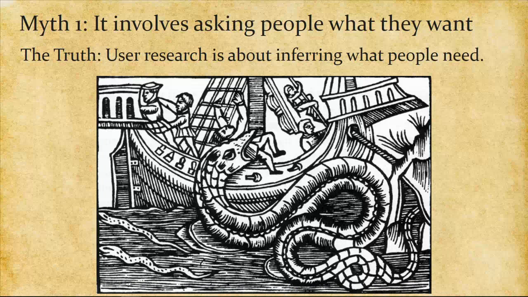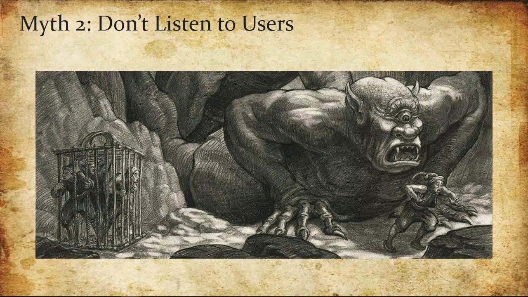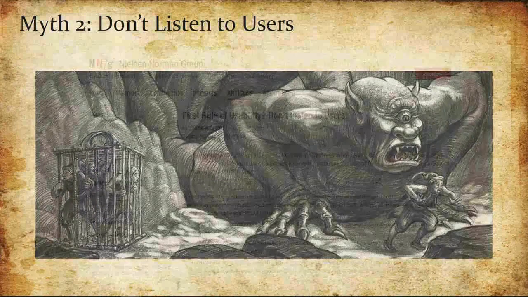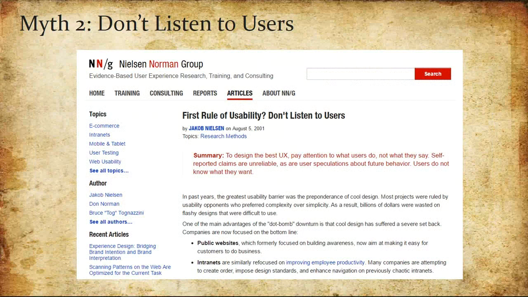Because people have such a hard time saying what they want and what they need, that led people to proclaim the second myth here: don't listen to users. And that sounds kind of contradictory. Why would somebody in user experience say, don't listen to users? And so you see things like this article from Jakob Nielsen, and I was surprised, I remember this, but it was way back in 2001. So why would this usability guru say, don't listen to users?